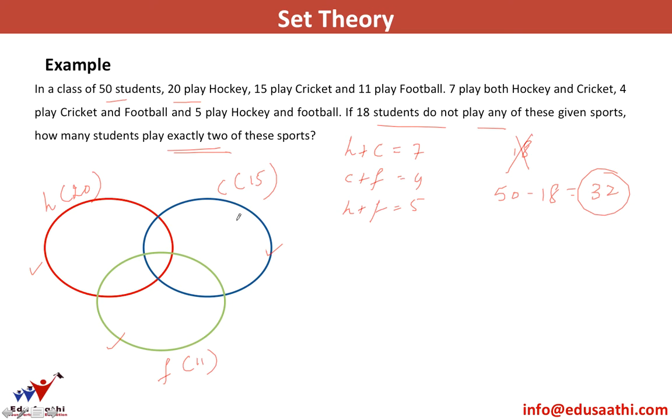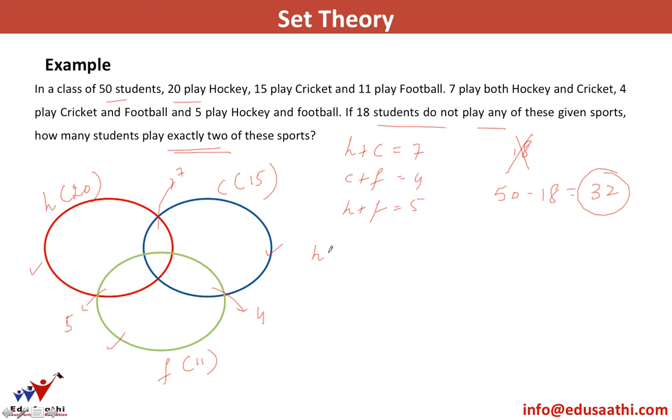So how do we begin? I have H plus C is equal to 7, so this intersection here is 7. And then I have C plus F, this side, is 4, and H plus F is 5. Now we'll apply the formula.